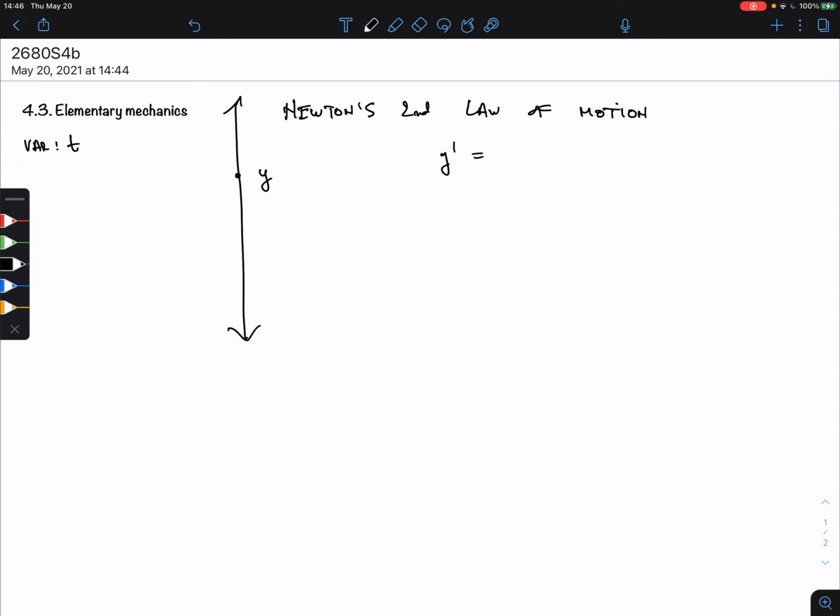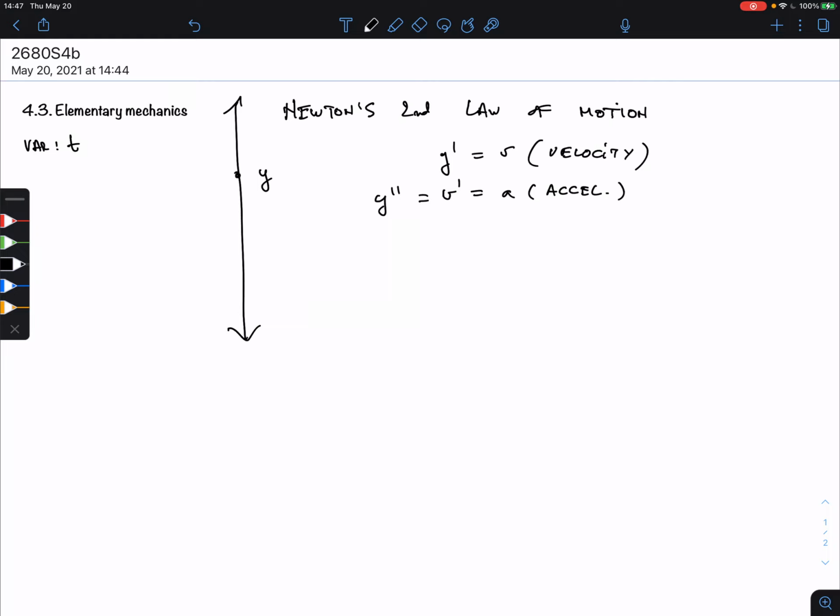But y prime is just the velocity. So that's the velocity, right? By definition, velocity is just the derivative. But Newton's second law of motion is not about velocity, but even more so, it is about the acceleration. So a, acceleration. What is that? Well, that's the derivative of v, which is the double derivative of y. So these are the quantities that we talk about.